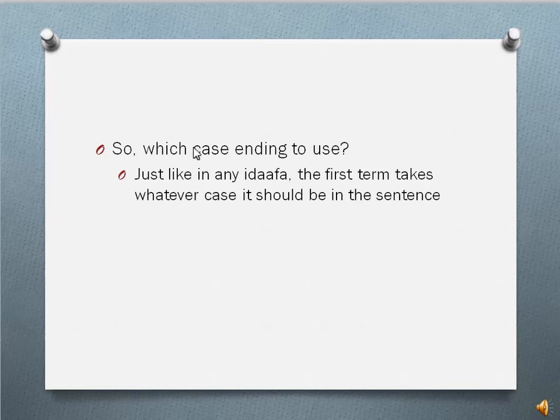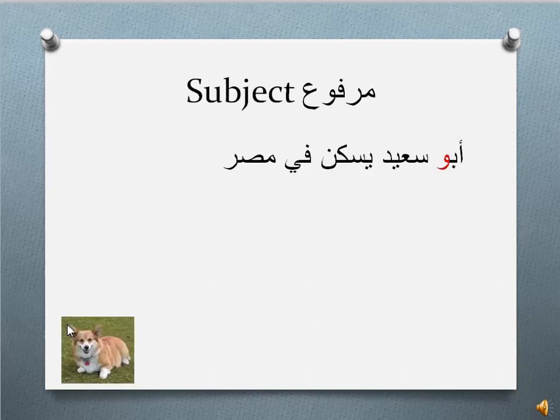Just like any idafa, the first term can be whatever case it should be in the sentence. It can be a subject, absolutely. It can be in the subject case, the marfu' case. Abu Sa'id yaskun fi Misr. The father of Sa'id lives in Egypt. And as you probably know, Abu Sa'id is normally going to be someone's name. In Arabic, it's called the kunya. We take that as someone's name, or Ibn. But anyway, Abu Sa'id yaskun fi Misr.